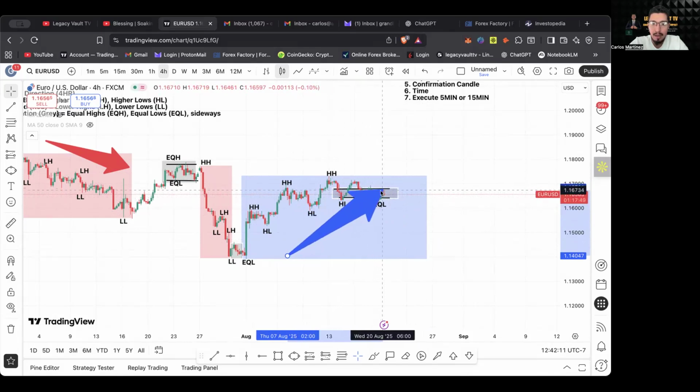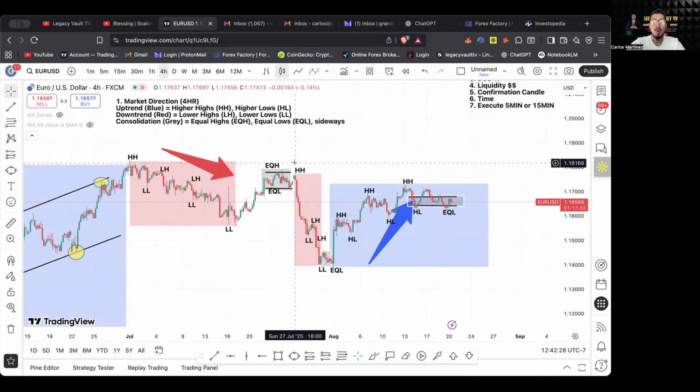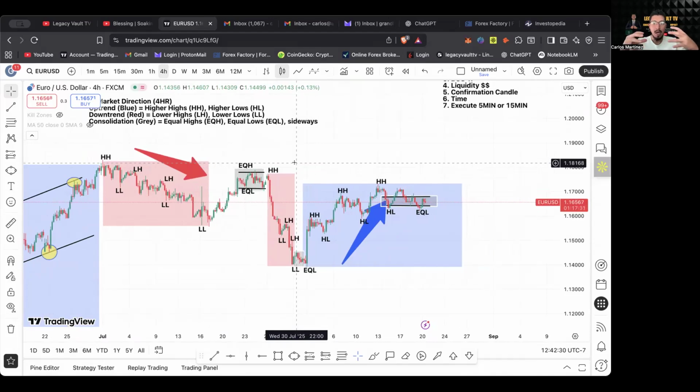It may break to the upside, it may break structure to the upside, but we are waiting to see whether it's going to break below or break above this current zone where price is currently at. So you can also have a consolidation within an uptrend or a downtrend phase. Just keep that in mind.